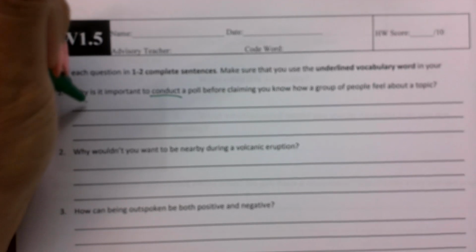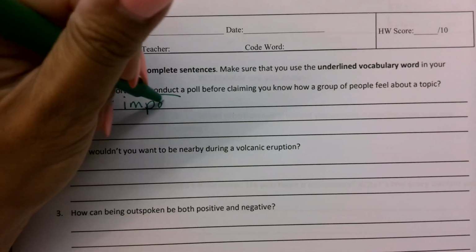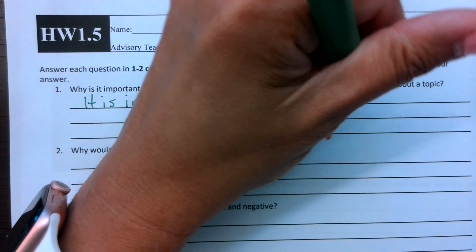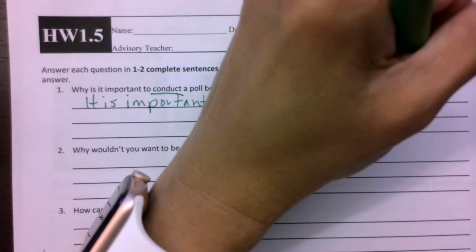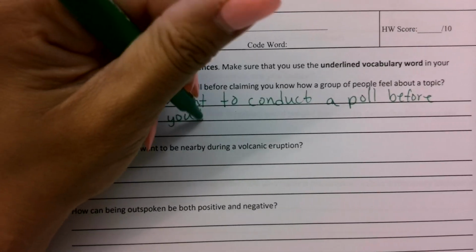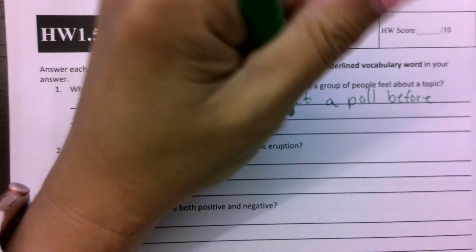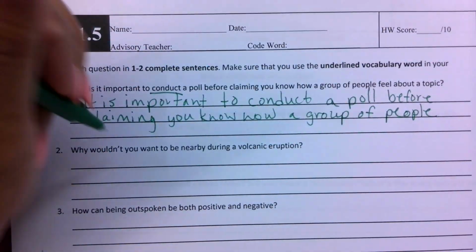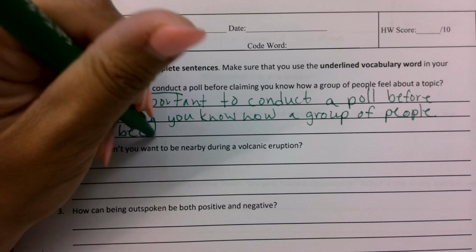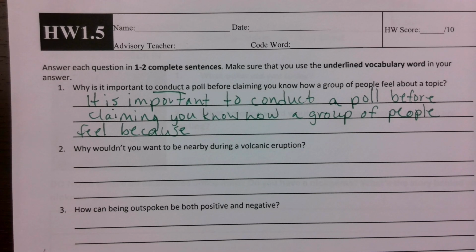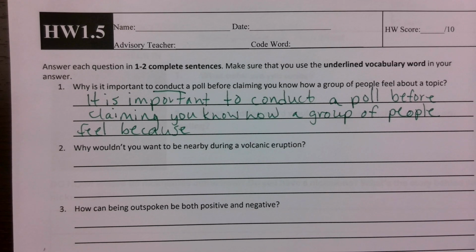And I'm going to give you a sentence starter here. It is important to conduct a poll before claiming you know how a group of people feel because, and then you're going to fill out the rest of this. So I'm expecting you tell me why. Why would we want to have a poll and have that data before we say that people feel a certain way?